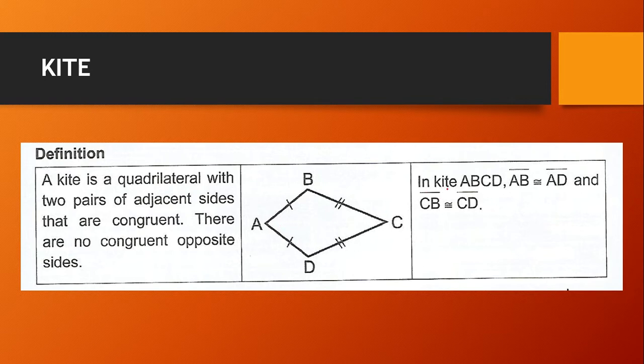So in kite ABCD, AB is congruent to AD. So these are the adjacent sides, AB and AD. Okay? Congruent to each other, and CB is congruent to CD. So there are indicators shown to show the properties of the kite, no? And it describes the adjacent sides, and the adjacent sides of the kite are congruent.